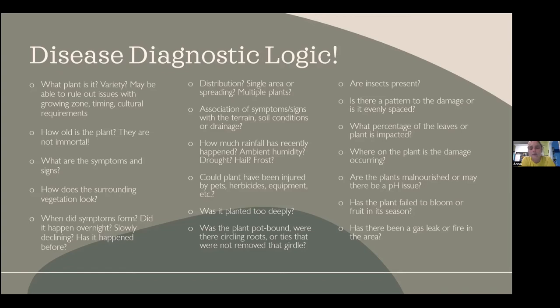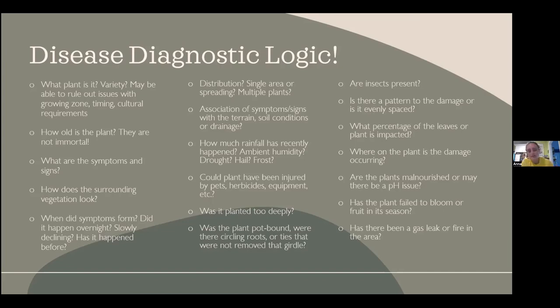This one, super important, especially with woody things like trees and shrubs. Was it planted too deeply? Each plant has a preferred root zone and a preferred stem or trunk, and they don't like when their stems or trunks are buried, most of them. Exceptions being like tomatoes, which like to be planted deeply. They root all along that stem.